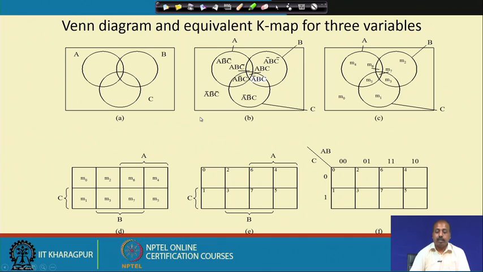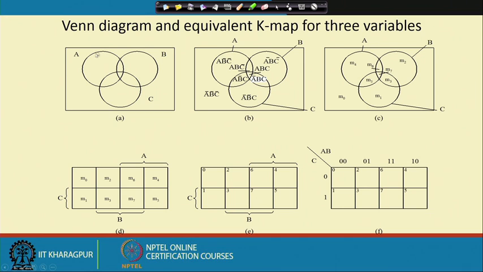Now, what happens with 3 variables? If I have got 3 variables, in the Venn diagram notation we have got A, B and C as 3 circles, and there you see the overlapping. This part is where all the 3 sets are present, so it is A, B, C. Outside is A bar, B bar, C bar. Here I have got A bar, B bar, C, because A and B are not there, only C is there. This way for every region you can figure out the corresponding part of the set which is present there.